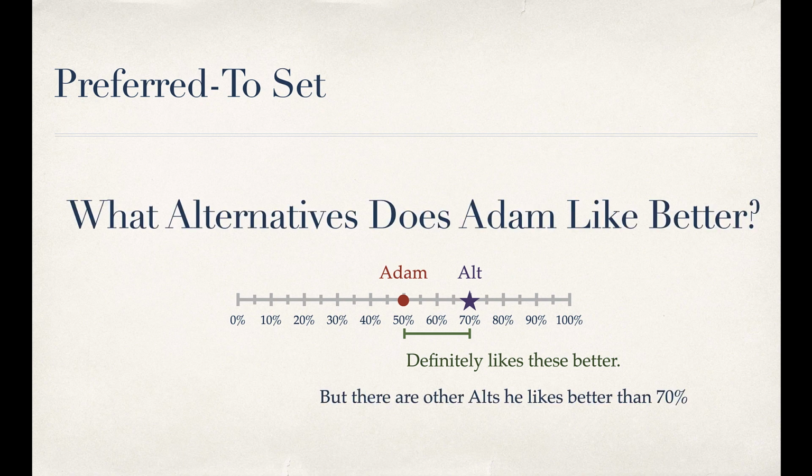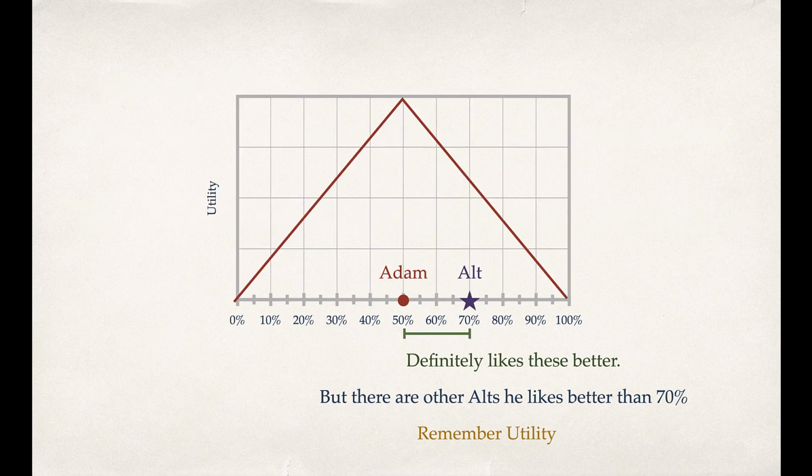So he definitely likes all of those things better. But there are other alternatives in this issue space that Adam also likes better than 70%. Not just these, where we can clearly see we're getting closer to his ideal point. All right, remember his utility function. All right, and let me put it in there. So here is how much Adam likes this alternative. So every alternative that would give him utility that is above that level, he likes better. So here is what we would call his indifference point for 70%.